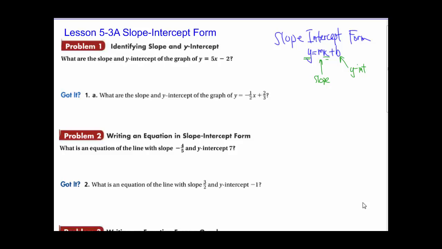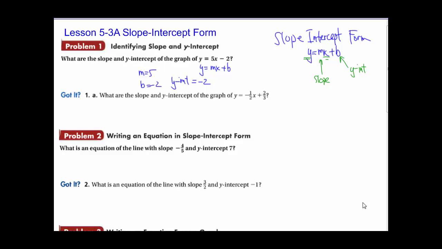So on problem 1, what are the slope and the y-intercept of the graph y equals 5x minus 2? We have to recognize that this is in slope-intercept form, mx plus b. So we drop down and ask, what is attached to the x-coordinate? That is our slope, so we know that m equals 5. So our slope is 5, or 5 over 1. And our b is equal to negative 2, or we say y-intercept equals negative 2.